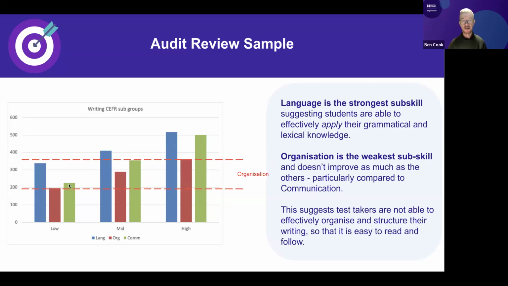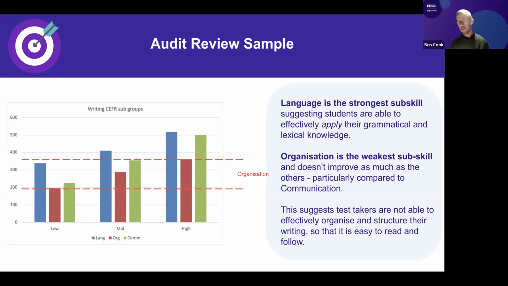And you can see the difference, right? So in the low group, they're almost equal with communication. By the time you get into the high group, there's a substantial difference. And this is at least a CFR band, even more than that. So quite a substantial difference.